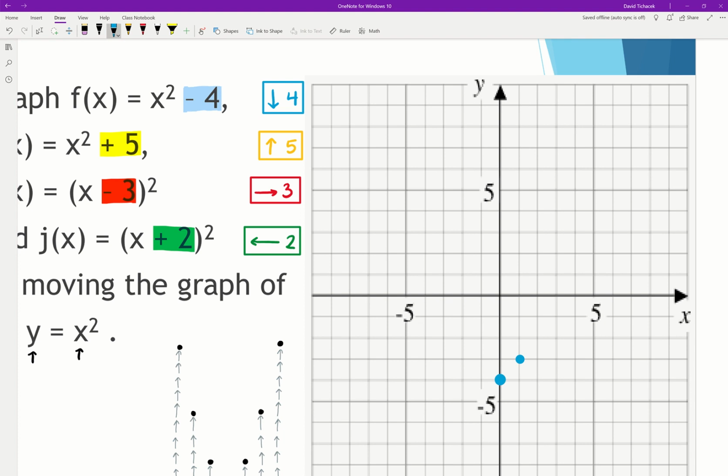Sprout 1 to the left and right and go up 1. Sprout 2 to the left and right and go up 4. Sprout 3 to the left and to the right and go up 9, etc. Okay? And that's why the parabola does indeed get that shape there.